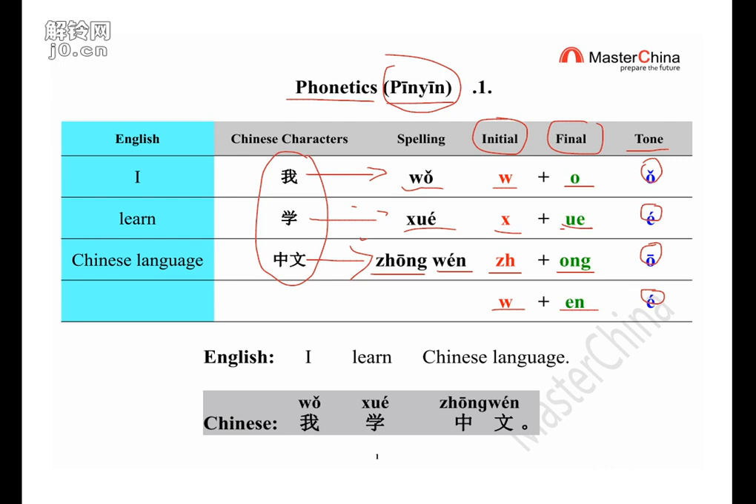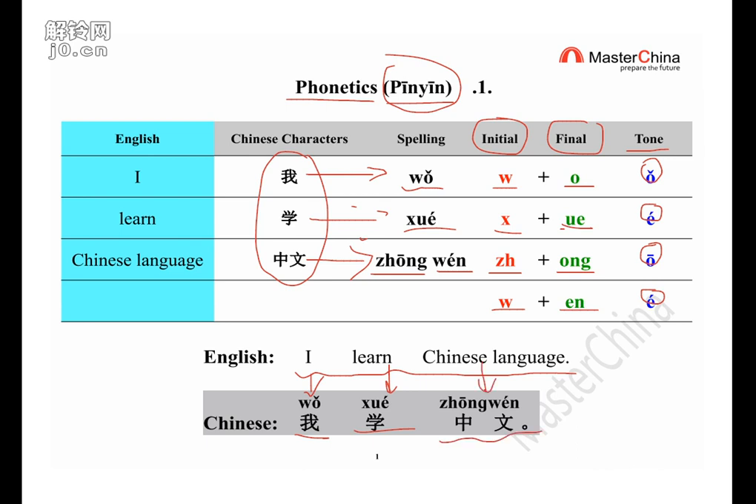Then each spelling is for one Chinese character, and several characters together become one word. And of course, when we put words together, the sentence is there. Please check the first example sentence. I learn the Chinese language. Yes, here we have 我 for I, 学 for learn, 中文 for the Chinese language.